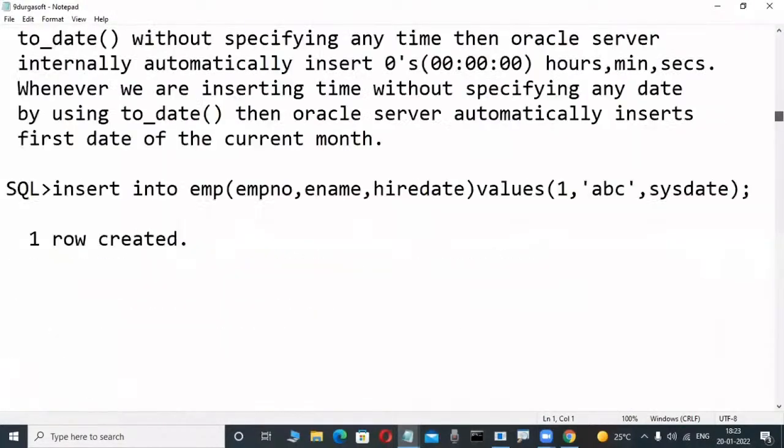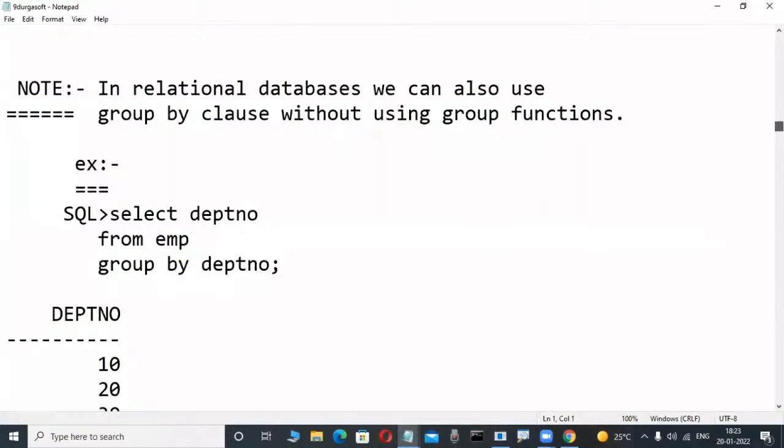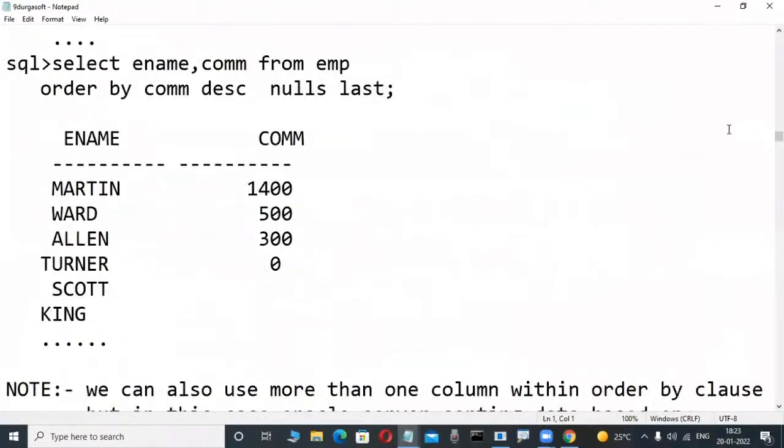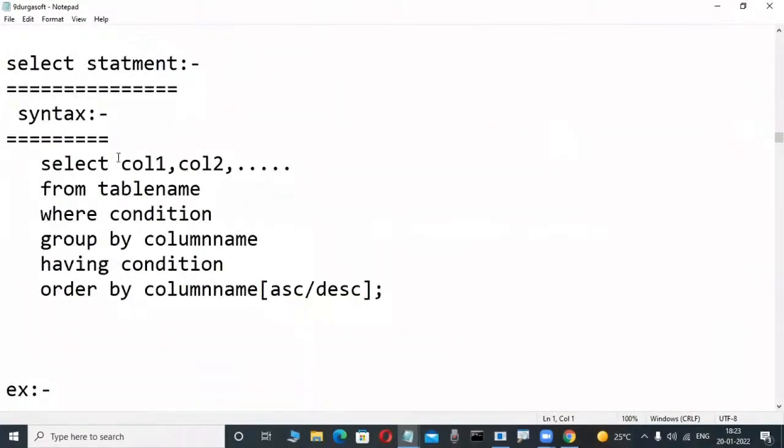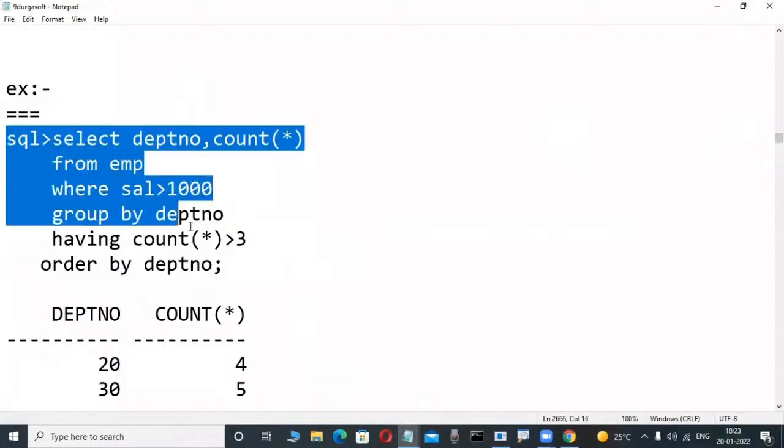And now these are all the things you are learning, like the select statement. These are simple concepts only. These are the queries you are writing.